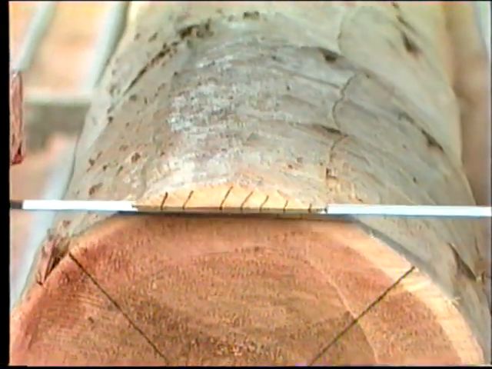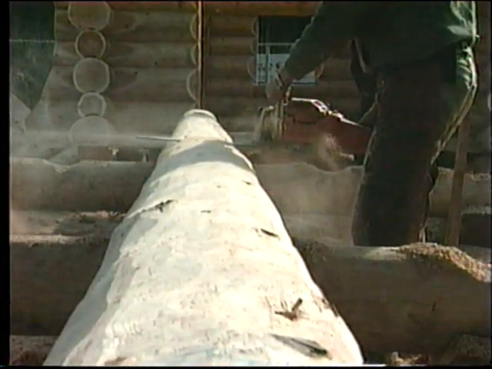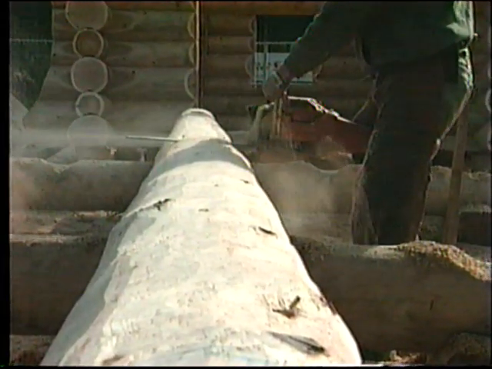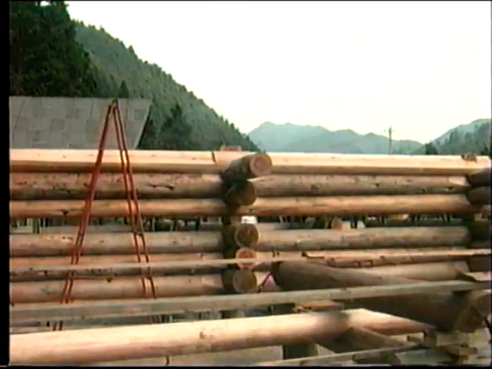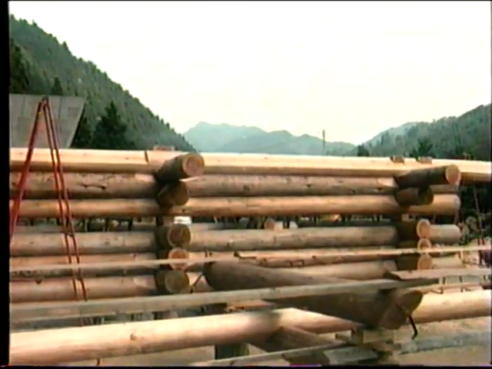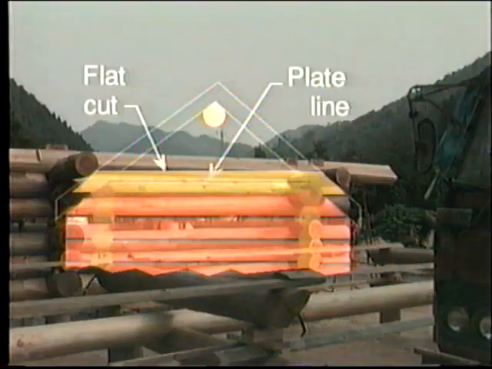Now lay out the cap log. The cap log will be located on the center line of the end wall and fitted over the plate log and upper floor joists, or it may be under the plate log, depending on the design requirements. Use a square notch or a lock notch.